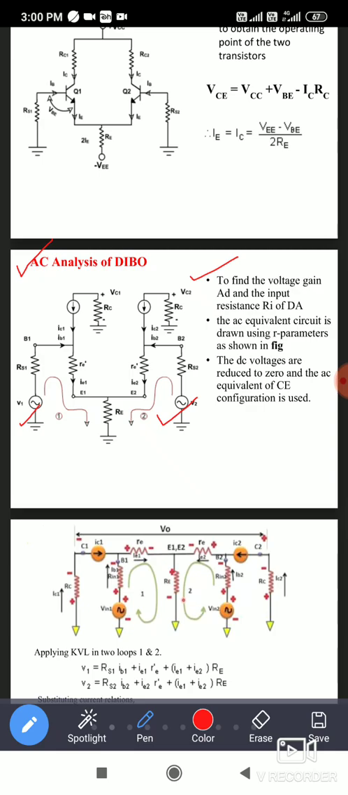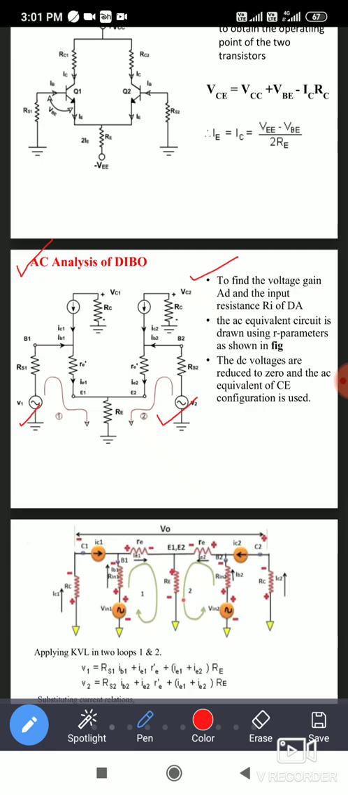Wherever DC sources are there, which DC sources were they? One is plus VCC, another is minus VEE. Right? Both DC supplies you make zero. That's why plus VCC is connected to the ground, VCC made zero, VEE also made zero. So if you observe this diagram, the AC equivalent circuit, only AC supplies are present; DC supplies are made equal to zero. They are connected directly to the ground.